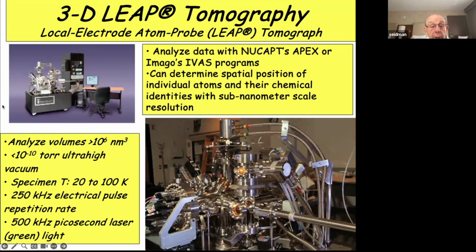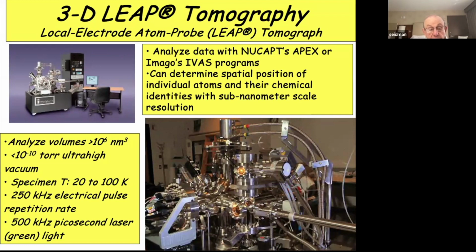Okay, so what can it do? It can analyze volumes, something like 10 to the 6 cubic nanometers. Wow. And the vacuum is ultra high. It's 10 to the minus 10 torr. Actually, now we can even do much better. We can get to about 2 times 10 to the minus 11 torr, and that's important for getting very clean mass spectra. The tip is at a low temperature, 20 to 100 degrees Kelvin, and there are a couple of reasons for that. Let me just tell you at this point, it's between 20 and 100 degrees Kelvin, and I'll tell you a little bit why that's important.